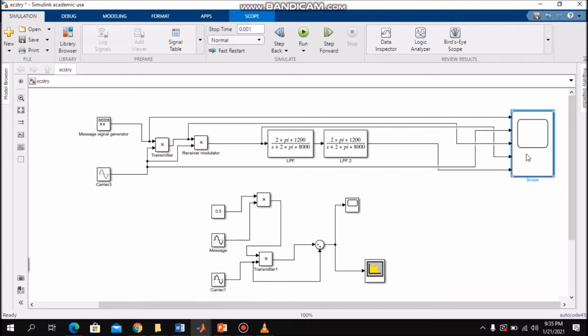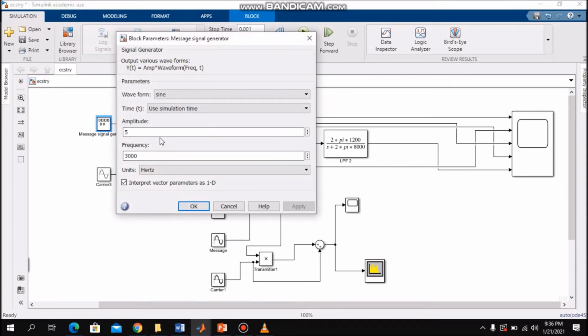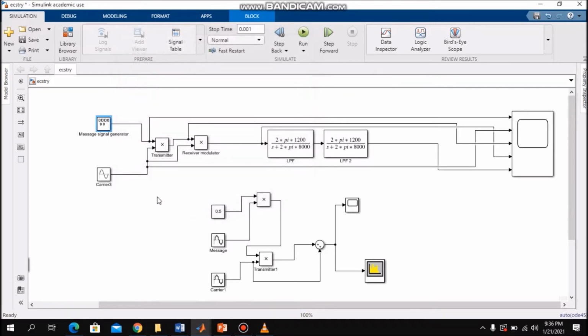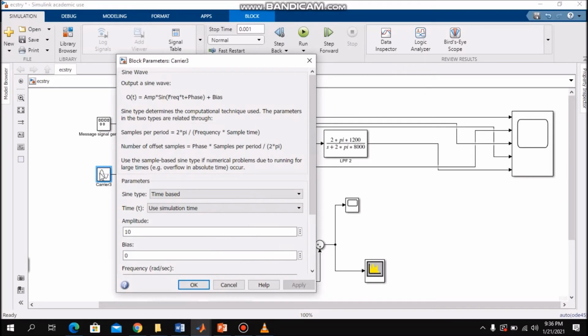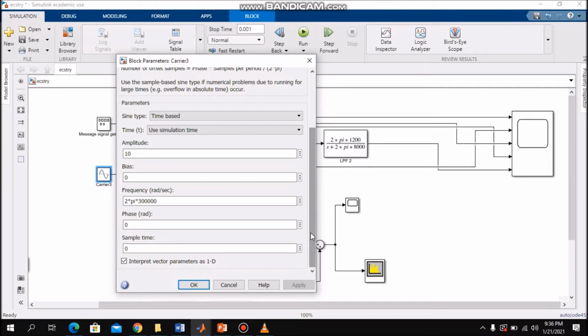And then this is the scope where we need to analyze the wave or the signal from the message carrier, from the AM modulator, and also from the low pass filter. The message signal generator has been set to an amplitude of 5 and a frequency of 3000 Hz. And the carrier has been set to an amplitude of 10 with a frequency of 300,000 Hz.